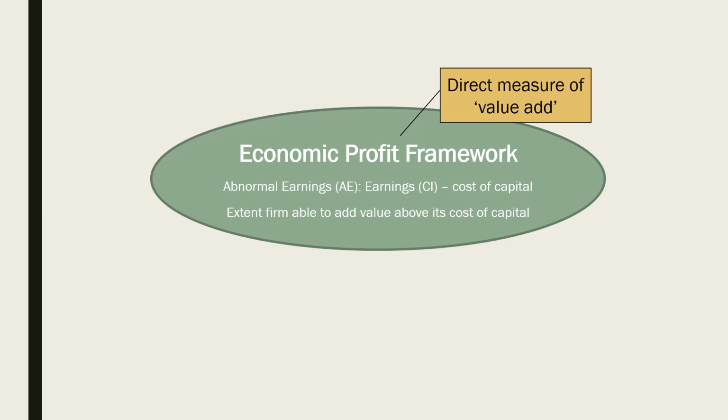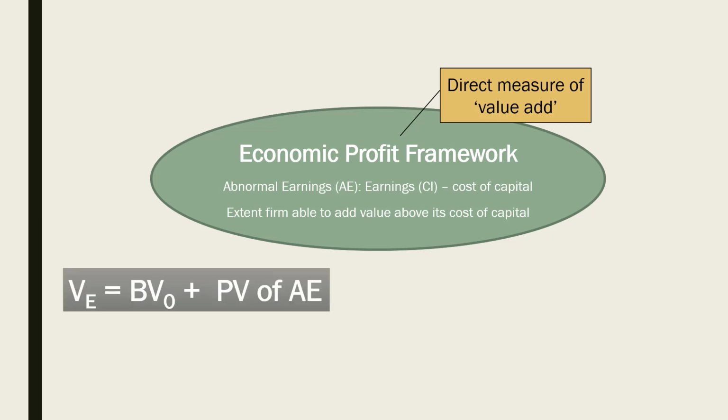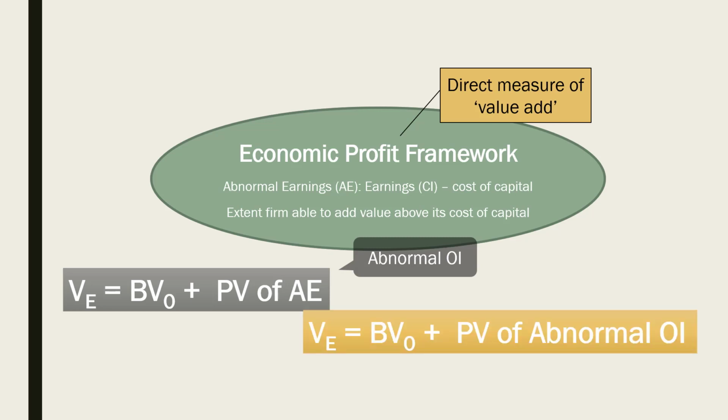The economic profit framework can be expressed as the value of equity, VE, equals the current book value of equity, BVE, plus the present value of abnormal earnings, AE. If we think a firm cannot add value from its financing activities, then we can focus on abnormal operating income rather than abnormal earnings. And our economic profit framework becomes the value of equity equals the current book value of equity plus the present value of abnormal operating income.